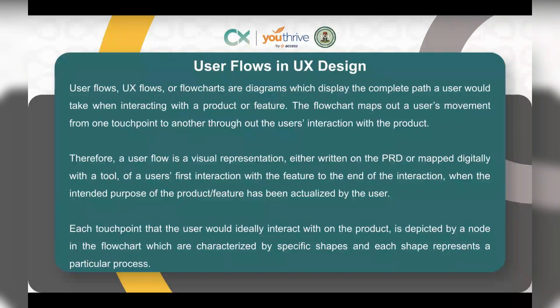Now, flowcharts are just taking it a step further and translating those articulated requirements into a visual representation. So flowcharts are essentially visual representations of the user flow. It displays the complete path that a user will take when interacting with a product or a feature. The flowchart maps out a user's movement from one touch point, I explained what touch point is yesterday, to another throughout the user's interaction with the product.